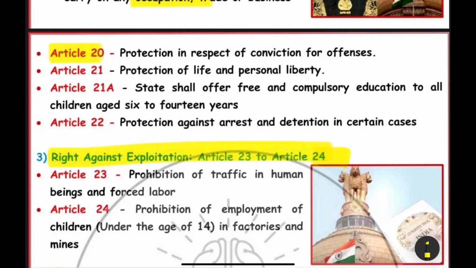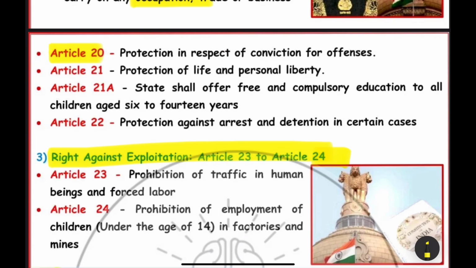What does Article 20 tell us? It tells about protection in respect of conviction for offences. It means no ex post facto law, no double jeopardy, no self-incrimination. Ultimately, it implies that no one can convict you for the same crime twice. That is your jeopardy. So this is the important thing related to Article 20.